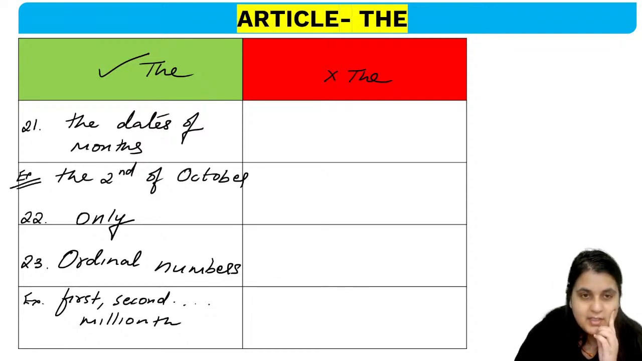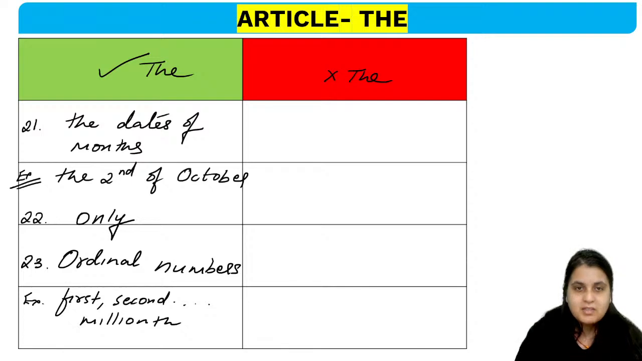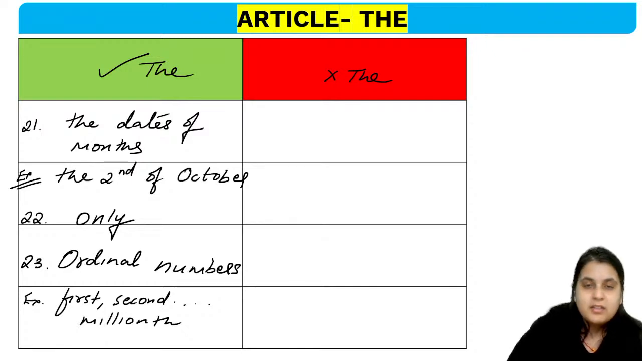Okay, got it guys till here? So we use the before the dates of months. We use the before only. We use the before ordinal numbers. Okay, clear guys? Did all of you understand this? Yes? यहाँ तक clear है ना? Okay, next one.